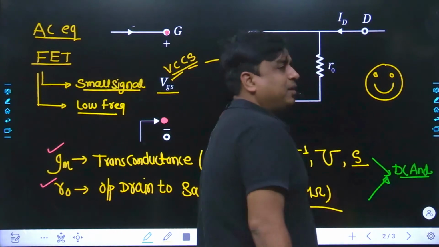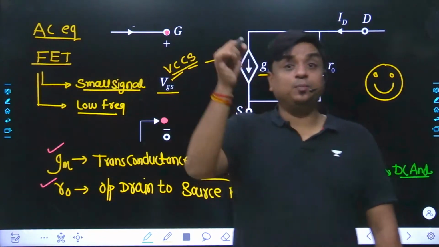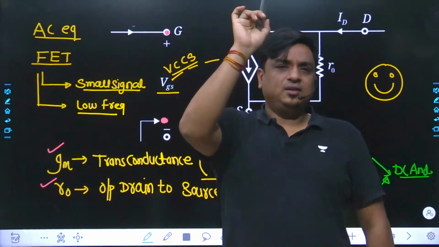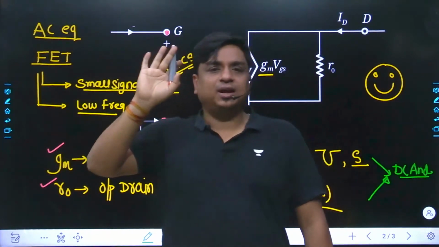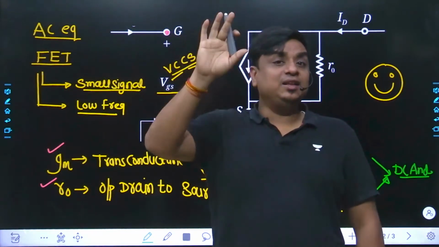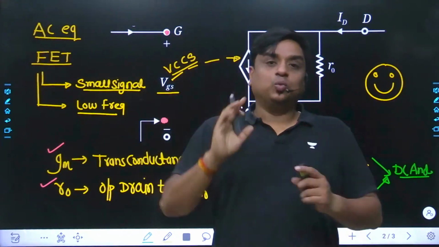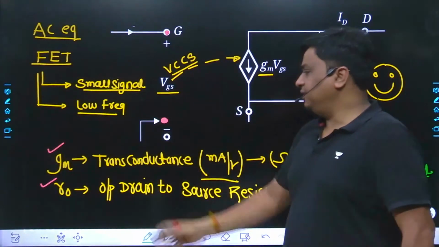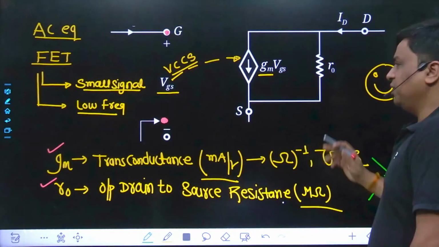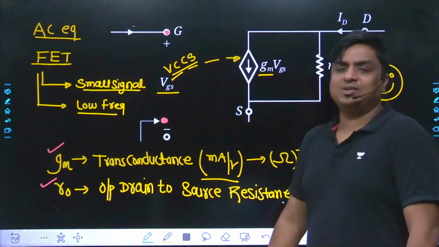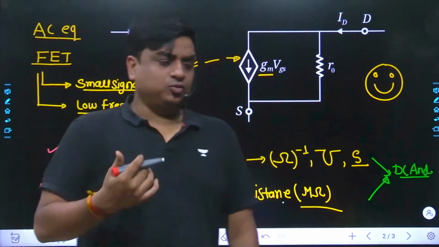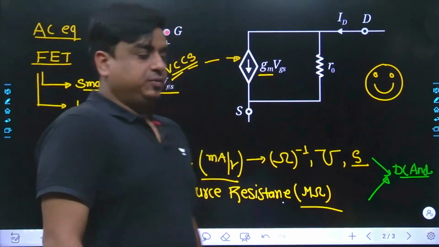While calculating the re parameter, the value of r pi, the input base to emitter resistance, was (beta plus 1) times re, and re is VT divided by IB. So we had to do the DC analysis, get the value of gm, and then get the value of r0. With the help of these two important parameters, we can easily get the voltage gain, current gain, input impedance and output impedance.